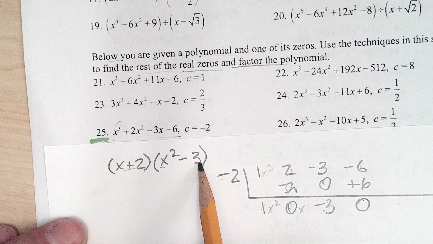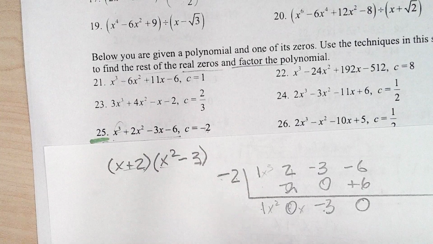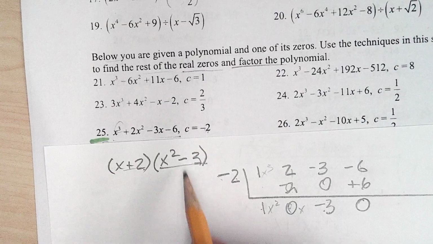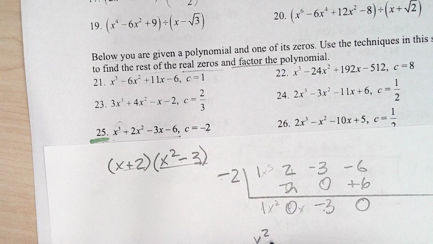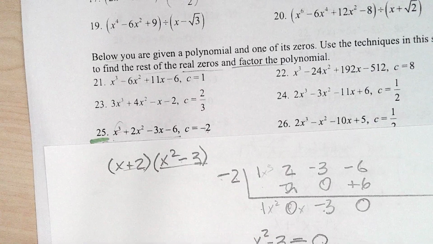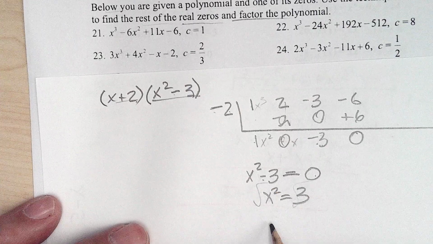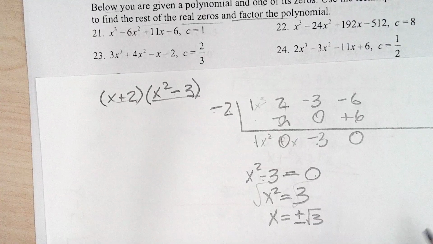And let's see what that is. So if I use the quadratic formula, or if I'm trying to make this equal to 0, that's pretty simple. If there's not an x, just an x squared, we got x squared minus 3. We want to know what makes that equal to 0. We add 3 to both sides, take the square root, and we get x equals plus or minus the square root of 3.